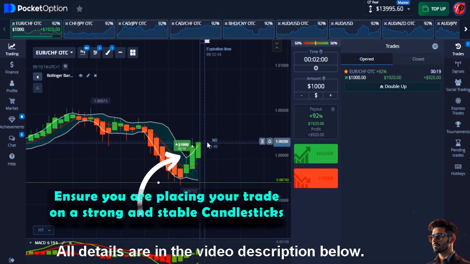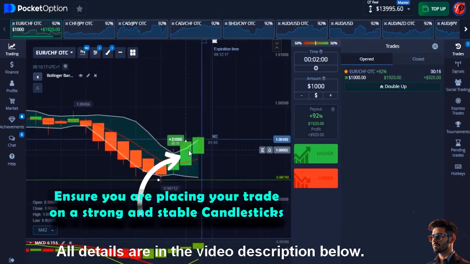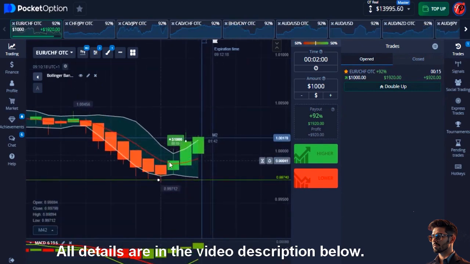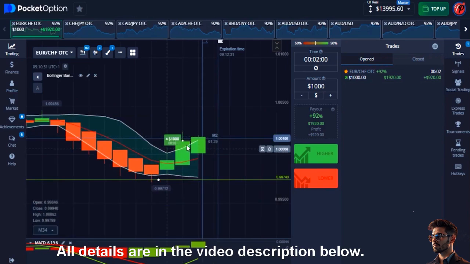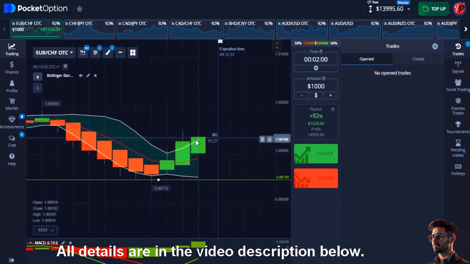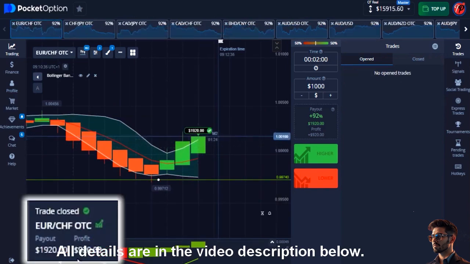The second thing is to make sure that the candlestick you're placing your trade on is a very strong reversal candlestick. Make sure that the candlestick breaches above the upper line of your Bollinger Band. It is very important that the candlestick is actually above the upper line of your Bollinger Band. So that's the number one thing.